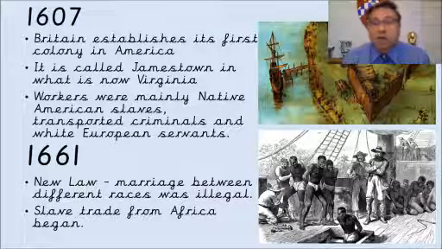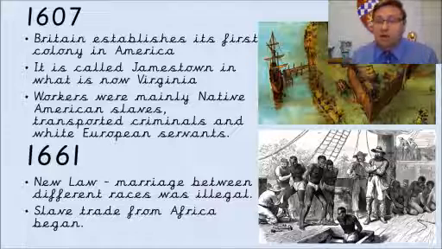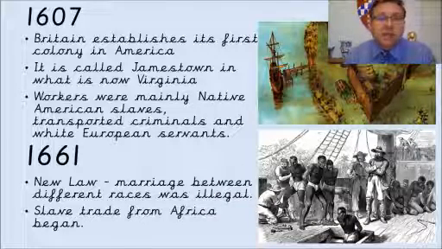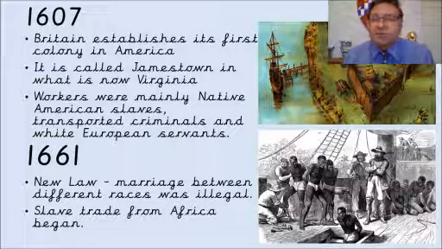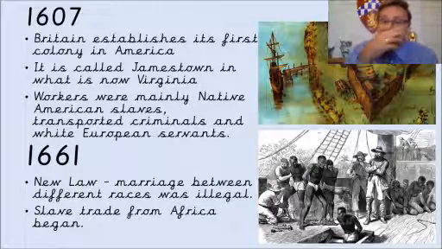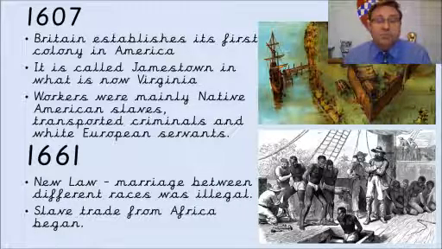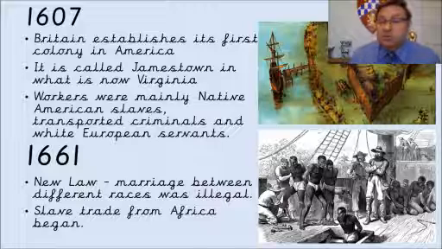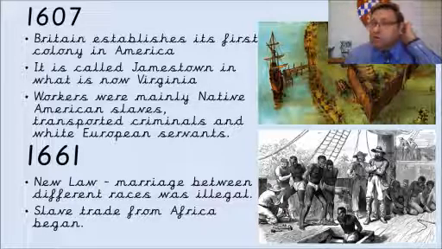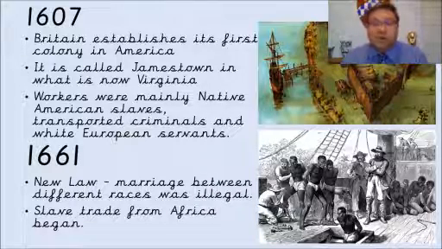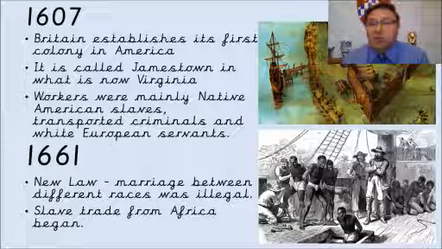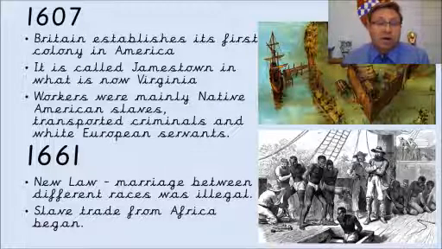The people working in the colony were mainly Native American slaves. The people they'd found living in America, they turned them into slaves and they made them work for them. There were also transported criminals, who broke the law in Europe, and their punishment was to be sent away, and white European servants who were paid to come and work there.